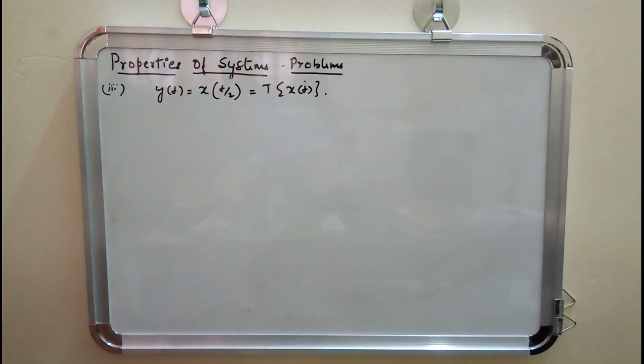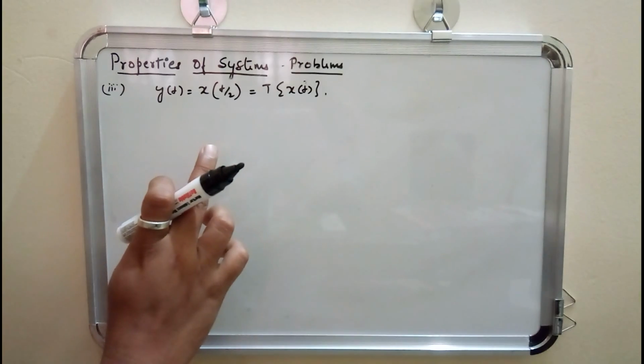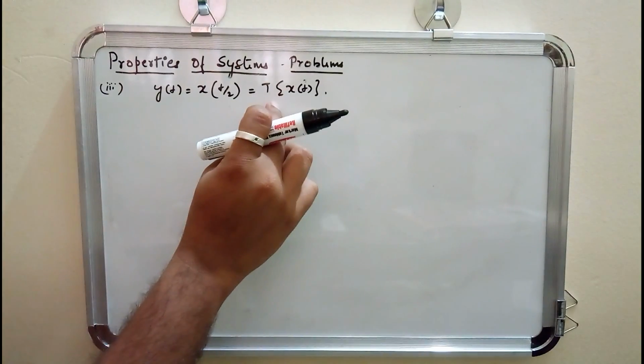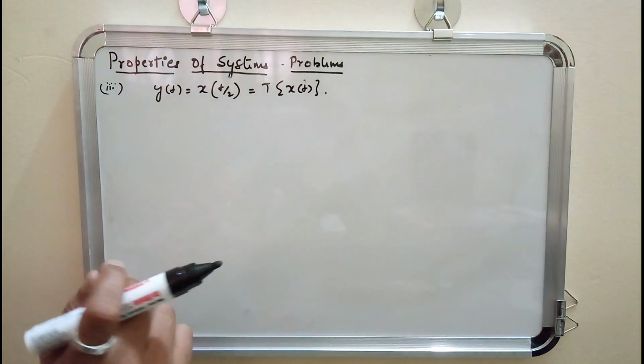Now the third problem is y of t equals x of t by 2, which can also be represented as a transformation on x of t.